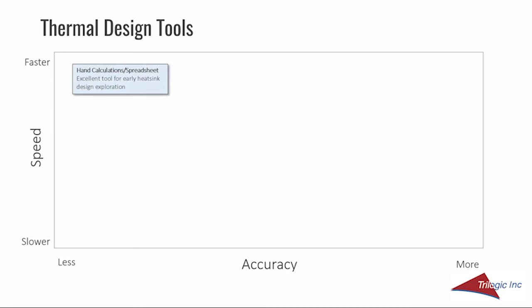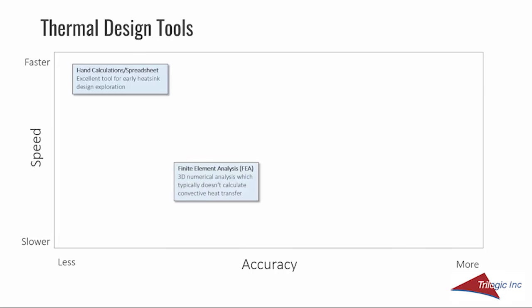The first method we will consider is hand calculations or spreadsheets. Certainly this would be the fastest approach and can be tuned to be more accurate by adjusting the correlations based on in-house test results. The speed is essentially instant as you test various inputs. This approach is typically used as a starting point, but not necessarily to qualify the final design.